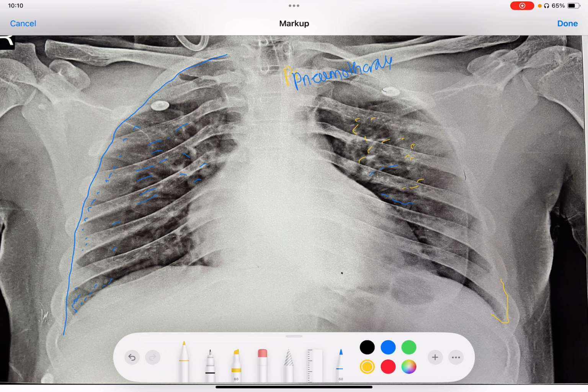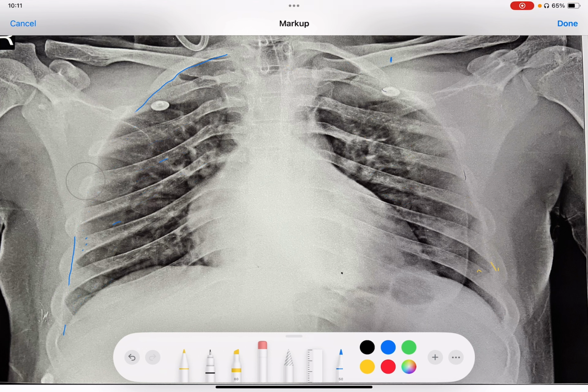But in here, this is the angle, this is costophrenic, this is costo, that is rib margin, and phrenic, this diaphragm angle. And here we can very nicely see this is the lung margin. So lung collapse is there. And here, outside the lung, we cannot see any bronchovascular markings in here.